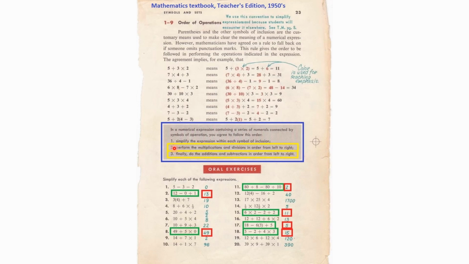All right, now, and look at this, it's highlighted. Number one, you simplify the expression within each symbol of inclusion. So if you have parentheses, you simplify everything inside of those parentheses. Number two, you perform the multiplication and divisions in the order from left to right. Finally, the addition and subtractions in order from left to right.